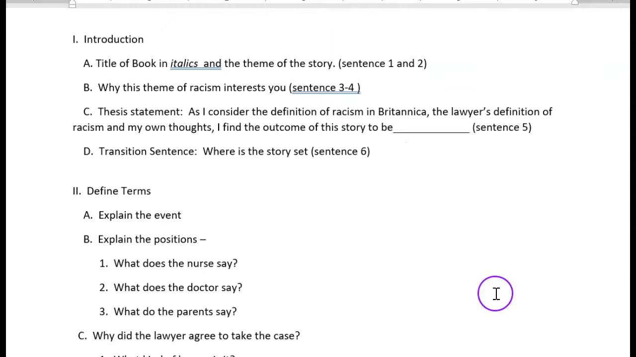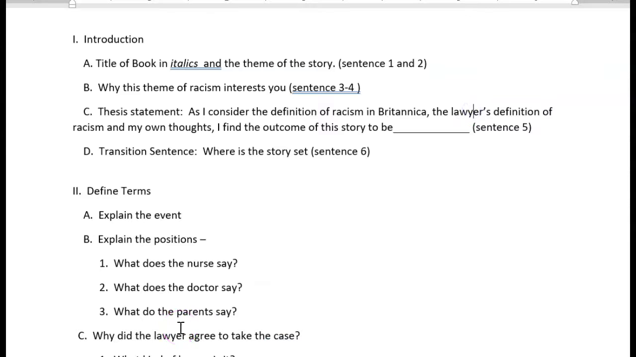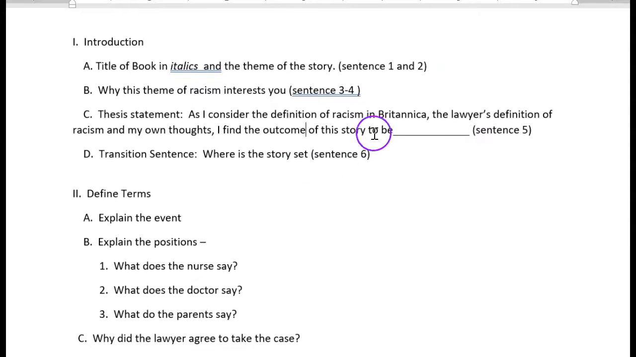So what did you just tell the reader that they're going to be seeing in the essay? That's right. They're going to be seeing the definition of racism in the Encyclopedia Britannica, the lawyer's definition, and your own definition. And your conclusion is going to be that the outcome of this story is whatever you believe to be true. See how a thesis statement works? It's just that simple.